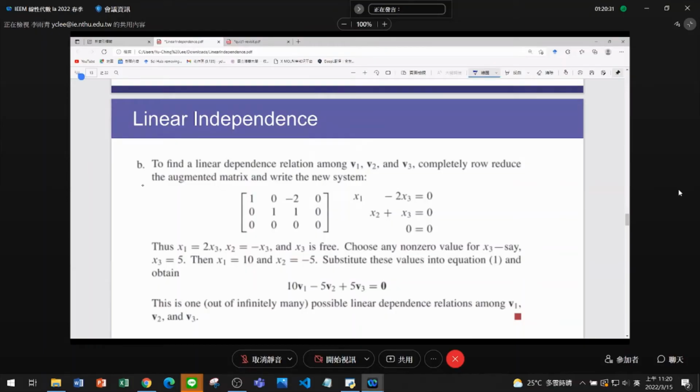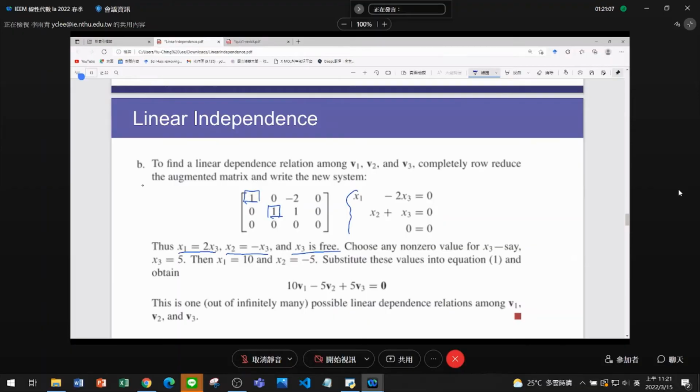we completely row reduce the augmented matrix and write the new system below. We let the leading entries be 1 and then rewrite it as the simultaneous system. And thus we have x1 equals to 2 times x3, x2 equals to negative x3, and then x3 is still a free variable.